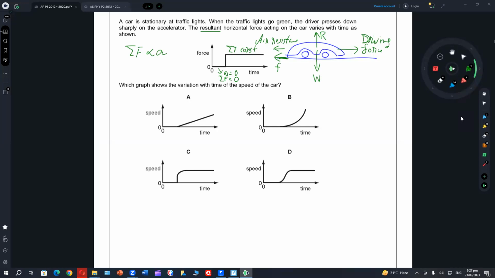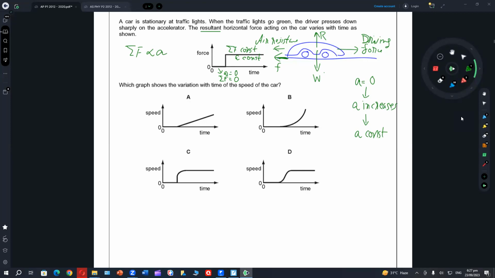Initially, resultant force is 0, so acceleration will be 0. When force increases, acceleration increases. When resultant force becomes constant, acceleration also becomes constant. So there are three stages. I draw it here: acceleration 0, then acceleration increases, and then acceleration becomes constant. Now you have to select the answer for me.